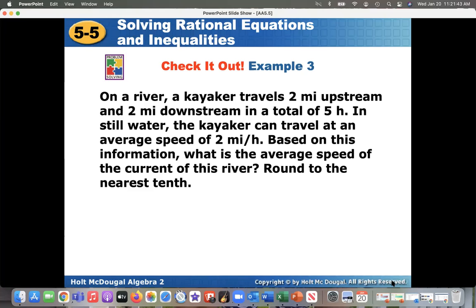All right. So what do we know here? We're going to use distance equals rate times time. Okay. We're going to go upstream and we're going to go downstream. Now, if we go upstream, we're going to go against the current, correct? If you go upstream, you go against the current. If you go downstream, you go with the current.